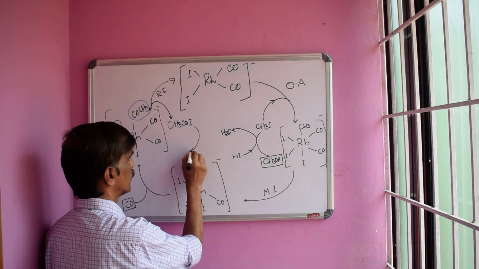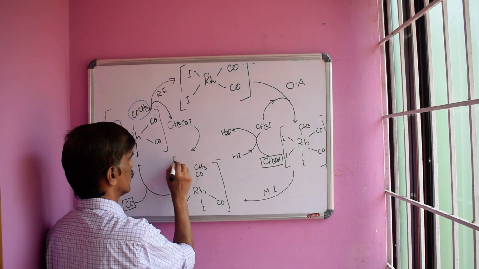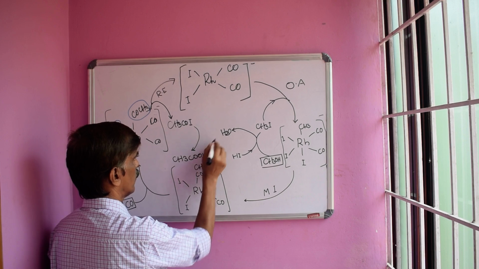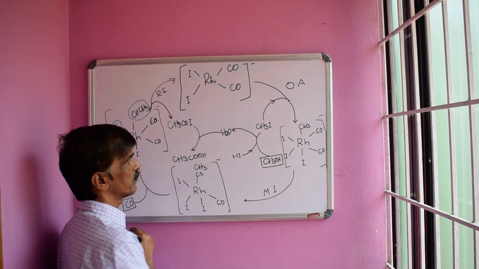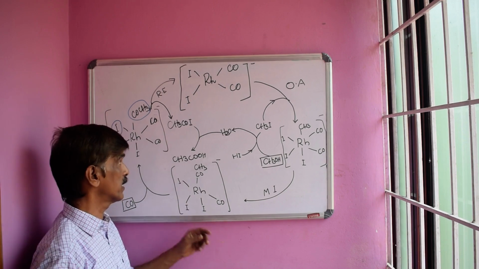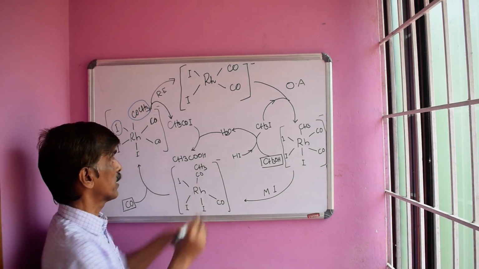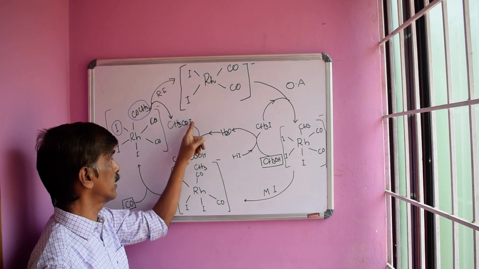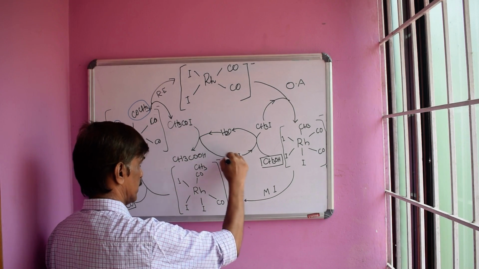This CH3COI gets converted into CH3COOH, that is the product. How? By the reaction with water. When CH3COI reacts with water, what is the product formed? CH3COOH and HI. That HI is this HI.